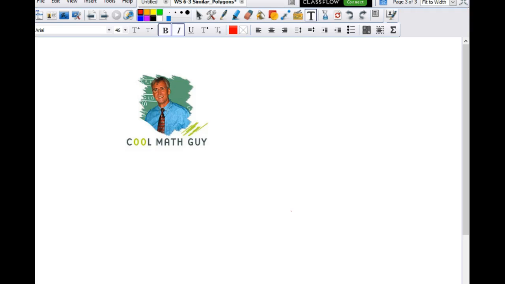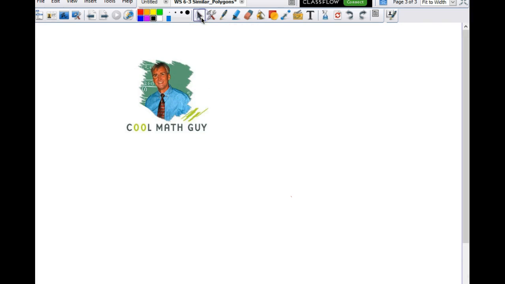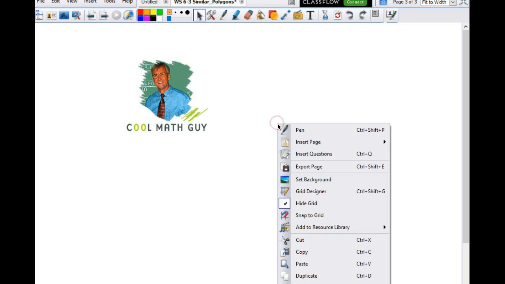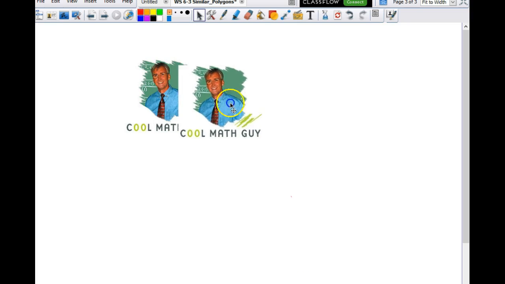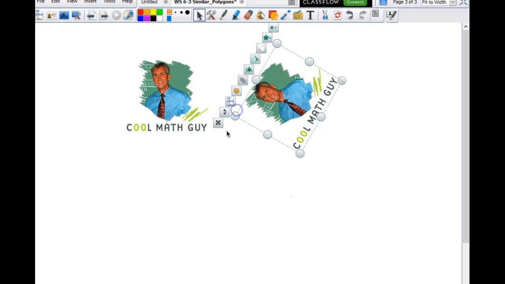Okay, today what we're doing is similar figures. So first we need to discover what is a similar figure. Well, we already know what congruent figures are, right? We know congruent figures are straight copies of an image. So, are those congruent? They're the same image, right? Are these congruent? Yeah, it's the same image, just rotated, right?